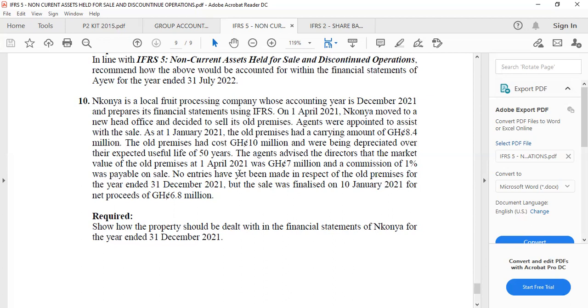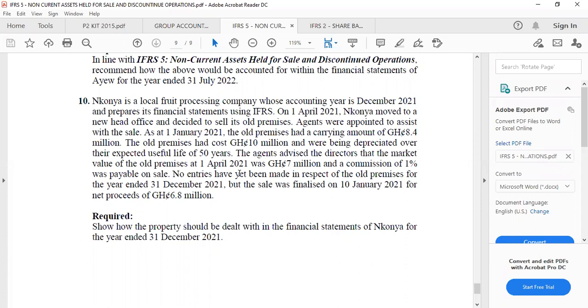All right. So in April 2021, Nkunya moved, so they decided to sell the asset in April 2021. As of January 2021, the old premises had a carrying value of 8.4 million. The old premises had cost 18 million and were depreciated over their estimated useful life of 50 years.